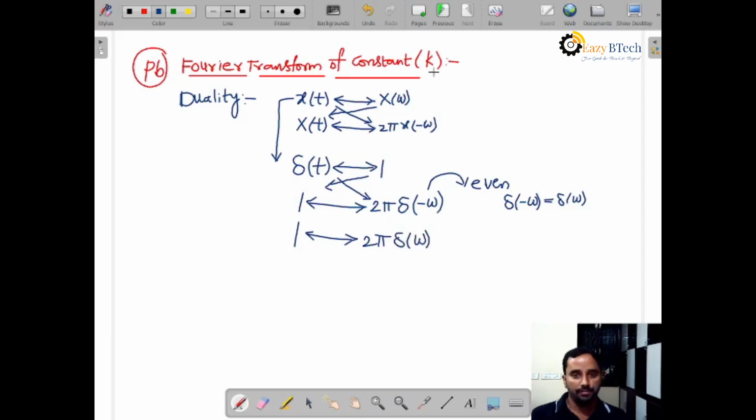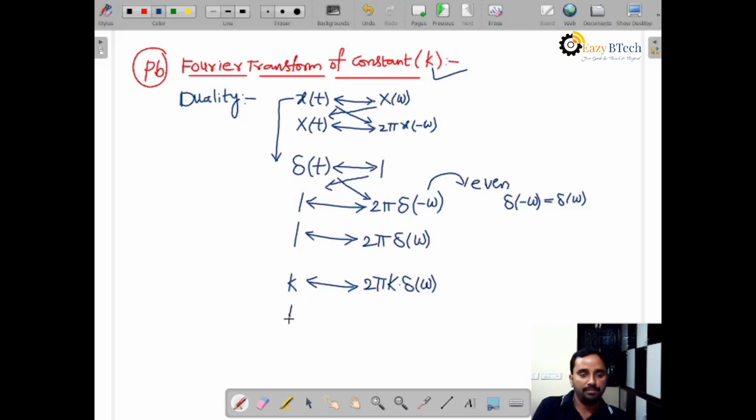So we want the Fourier transform of k. In the place of 1, I am taking k. The Fourier transform of k will become 2 pi k del of omega. So k will come here. If k is equal to 1, 2 pi del of omega. If k is k, 2 pi k del of omega.